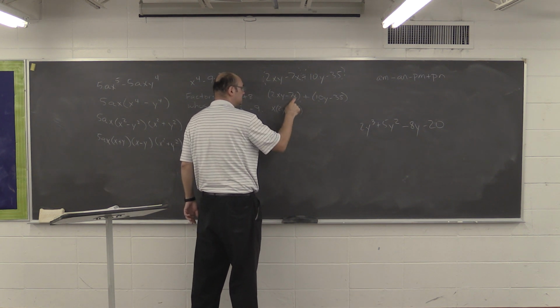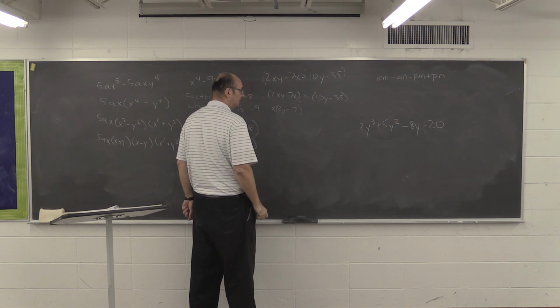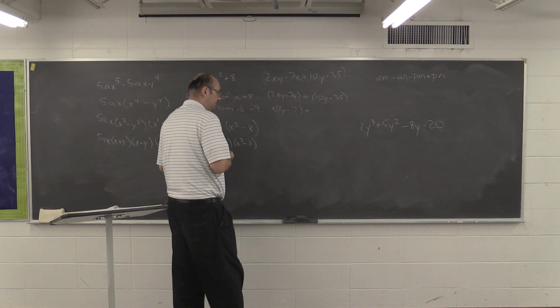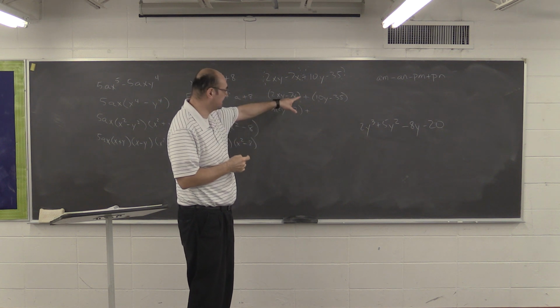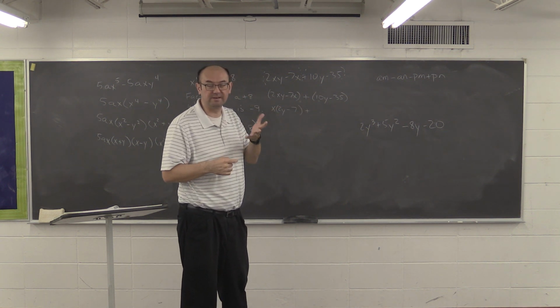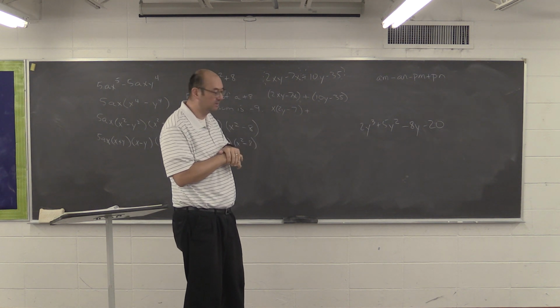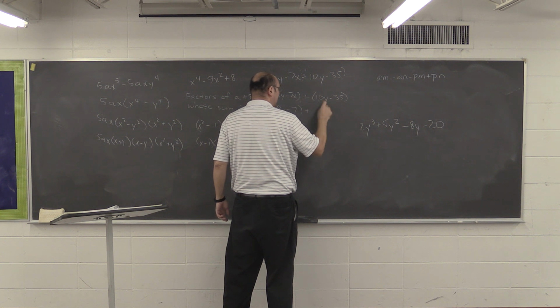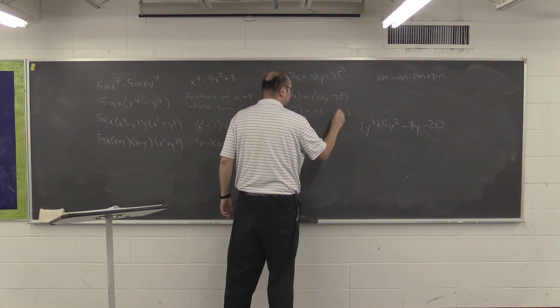X times what gives us a 7x? That would be 7, all right? Plus, we have a 10 and a 35. If we break those down, 10 is 2 times 5, 35 is 7 times 5, so we actually have 5 as a common factor. So y cannot be factored, but we do have a 5. So we'll put a 5 there in our parentheses.